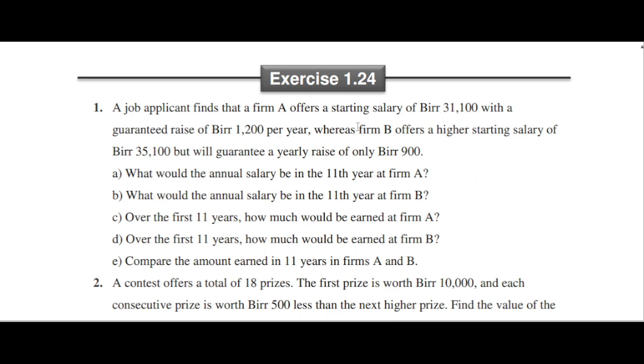We start from this exercise 1.24. A job applicant finds that a firm A offers a starting salary of 31,100 with a guaranteed raise of 1,200 per year, whereas firm B offers a higher starting salary of 35,100 but will guarantee a yearly raise of only 900.